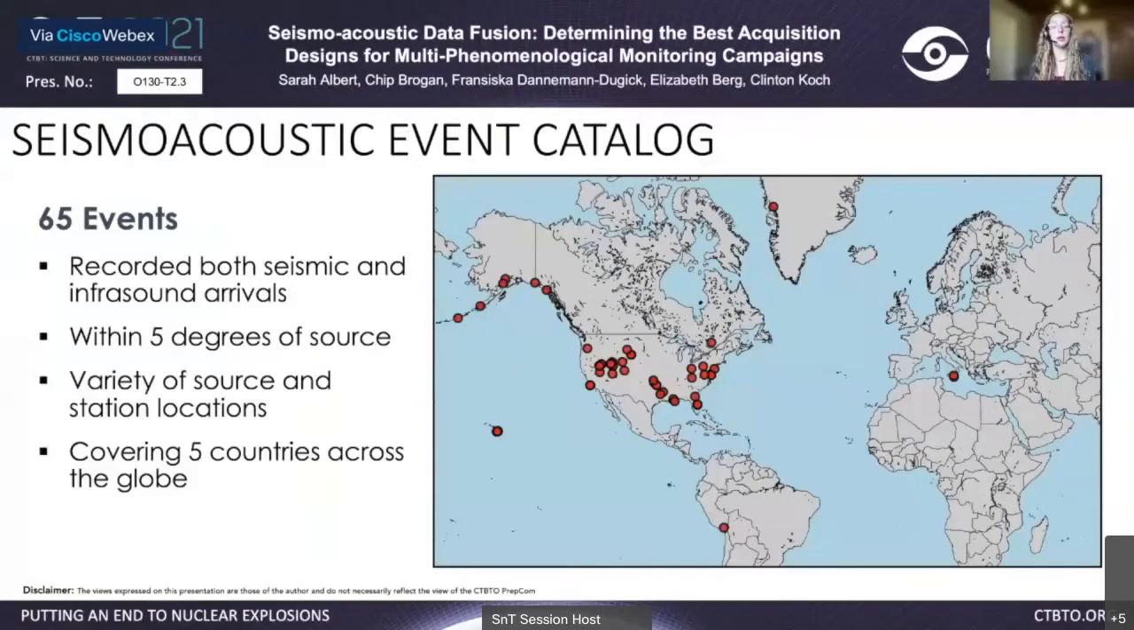As part of this research, we've generated a state-of-the-art seismoacoustic catalog. And the constraints on the catalog were that the event must have generated both seismic and infrasound arrivals, and the stations must fall within 5 degrees of the source, or about 500 kilometers. The catalog covers 5 countries across the globe, with most of the events occurring in the United States. And here, the figure on the right shows the distribution of these seismoacoustic events.